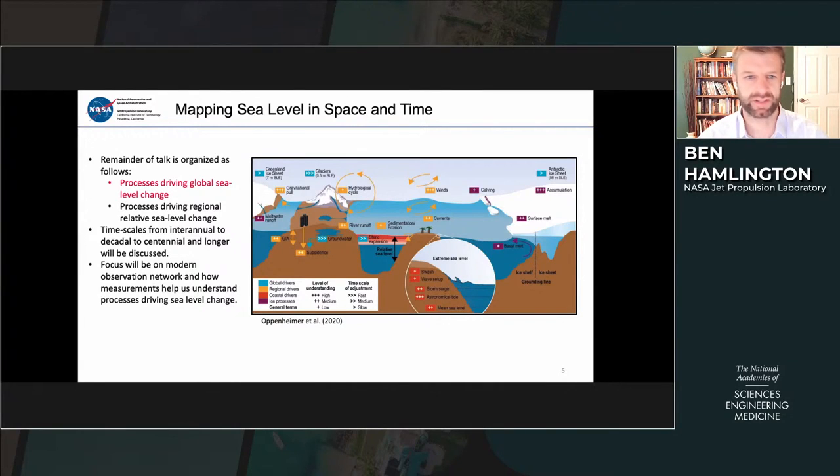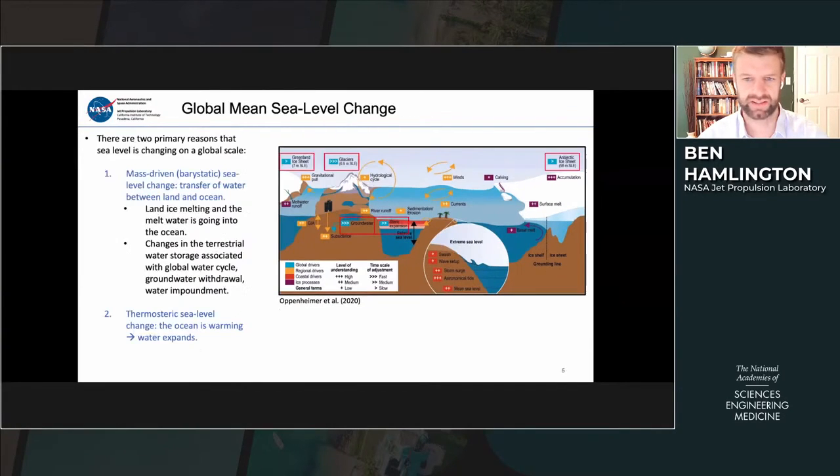All right, so as I said, I'm going to focus on these global sea level change processes. And there are two primary reasons that sea level is changing on a global scale. One is that we have mass-driven or barystatic sea level change. This is really just the transfer of water between land and ocean. There's a couple ways this happens. One, land ice from the ice sheets or glaciers melts, and that meltwater goes into the ocean, increasing just the mass of water that's in the ocean.